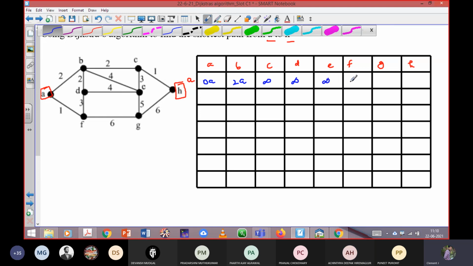Next, A to F. 1. One A. Very good. Next, A to G. That is, I think, infinity. Yes. Infinity. A to H. That is also infinity. Okay.